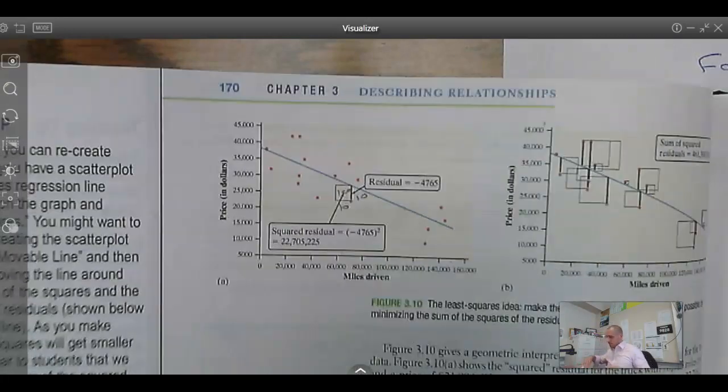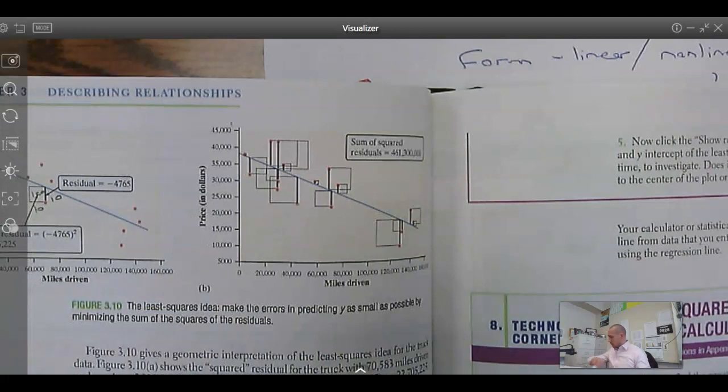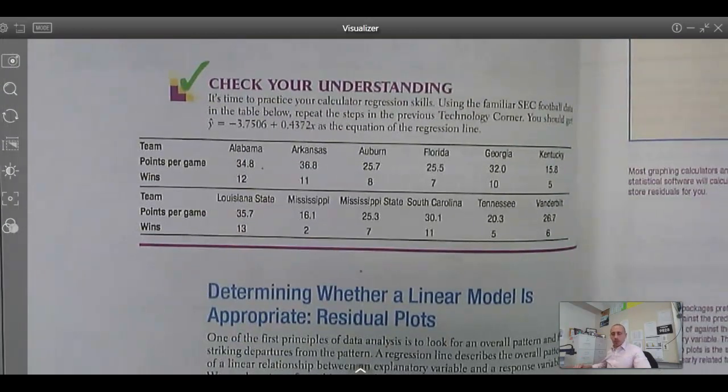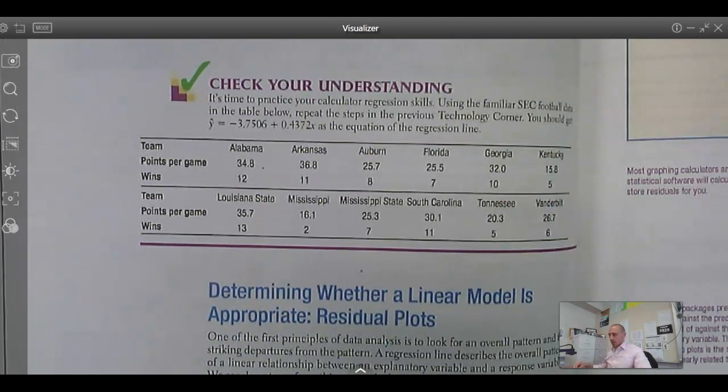Let's see what else we got. Okay, that's an activity. Moving on. Oh, you can use the residual plot to determine if a linear model is appropriate.